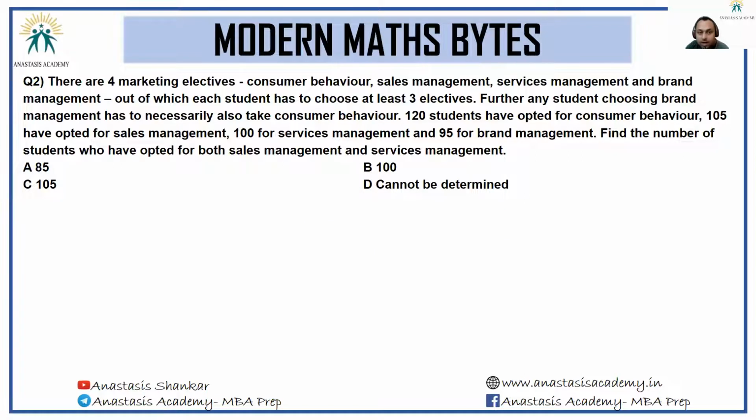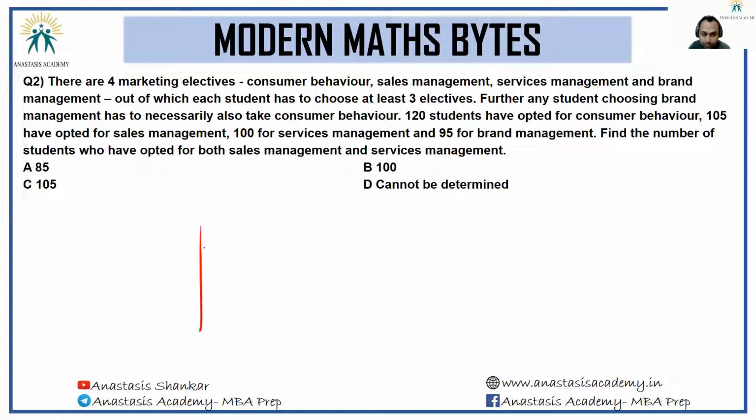Next, there are 4 marketing electives: consumer behavior, sales management, services management, and brand management, out of which each student has to choose at least 3 electives. Further, any student choosing brand management has to necessarily also take consumer behavior. 120 students have opted for consumer behavior, and so on. Find the number of students who opted for both sales management and services management.